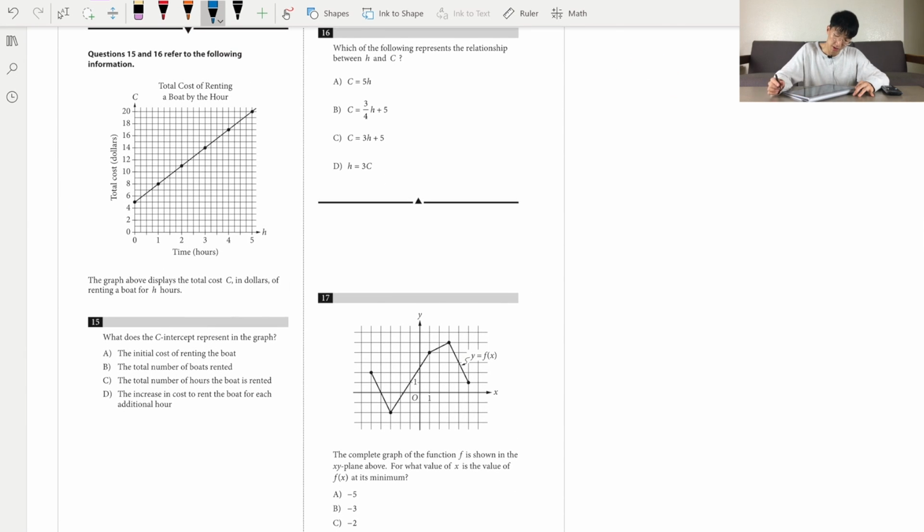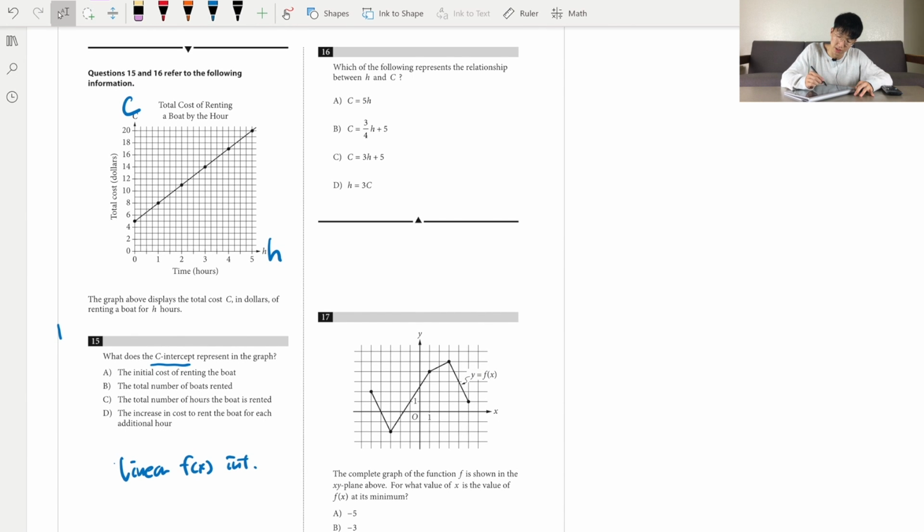15, I see a linear equation. And what does the c-intercept? Okay, it's not y-intercept, it's not x-intercept because your axes are given as c and h here. So c-intercept is technically y-intercept. This is a linear equation or linear function interpretation problem, difficulty 1. 16, which of the following represents the relationship? So another linear function interpretation problem, difficulty level 1.